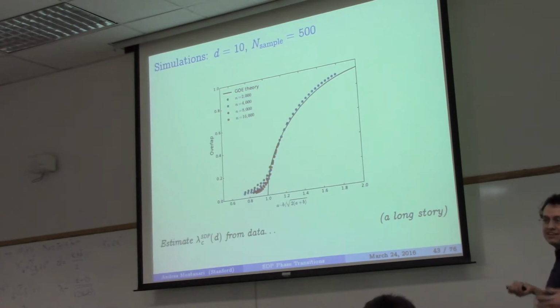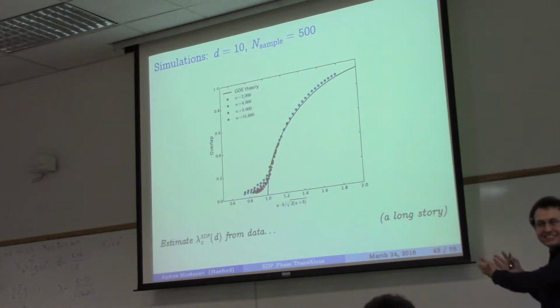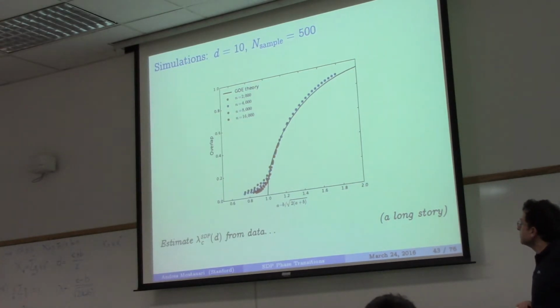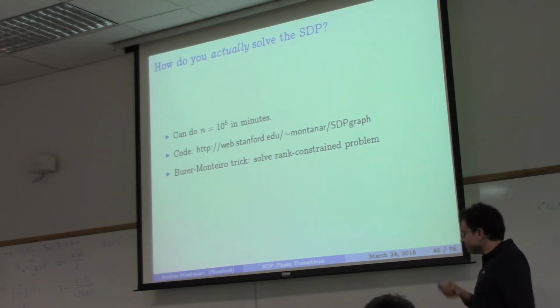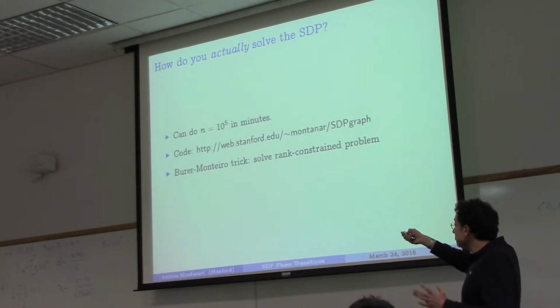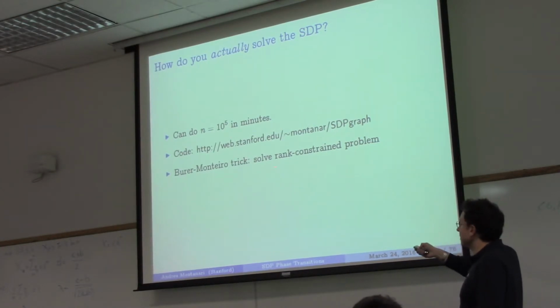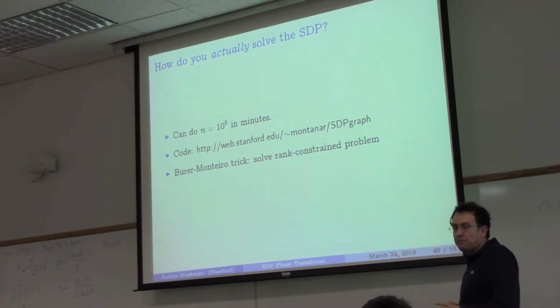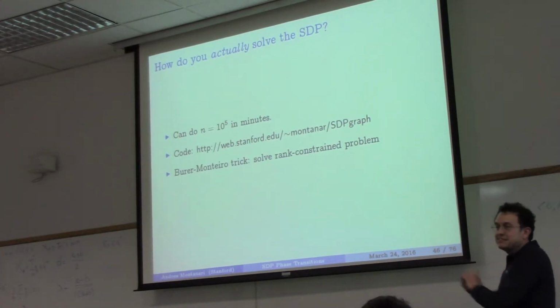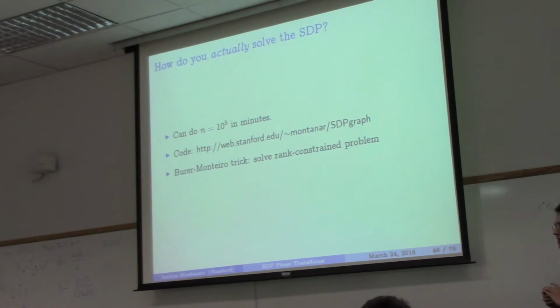So you should ask me, you're kidding us, this is BS, or something. How did you do it, right? Okay, so we can do it up to 10 to the 5 in a matter of minutes. We have code here, and we use a dirty trick. I'll call it the Burer-Monteiro trick, because since it's a dirty trick, I have to blame somebody else.